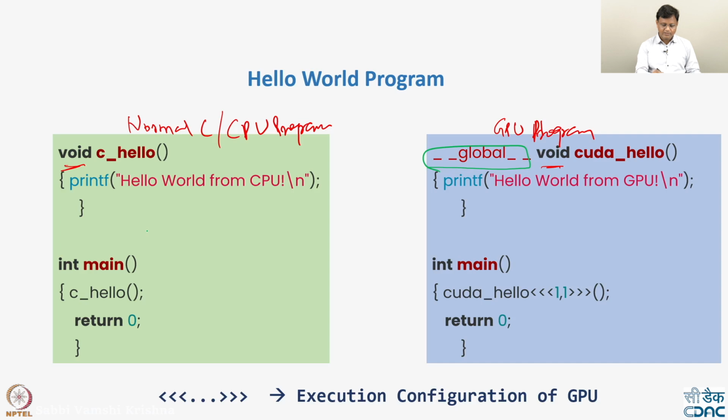Now, again this is a function. When I want to use this function, I have to call it in a main program, as you can see here in a C program. Here also I am calling the CUDA function in a main program, but the additional thing I have to pass is how many blocks and how many threads should be used to launch this CUDA kernel. This is the only difference. So, this triple angular bracket is known as the execution configuration of the GPU, the syntax for it.